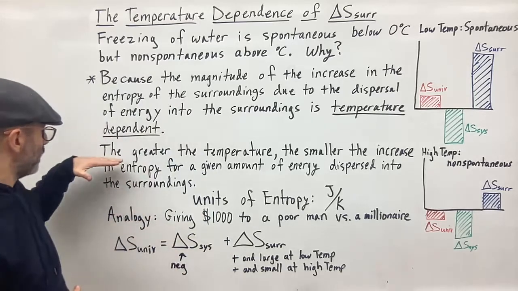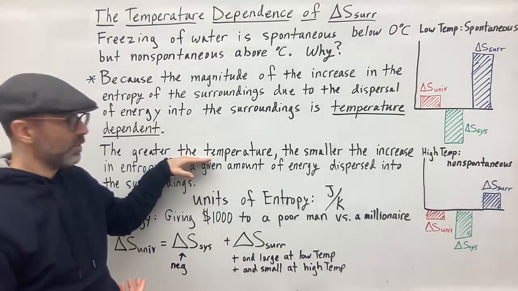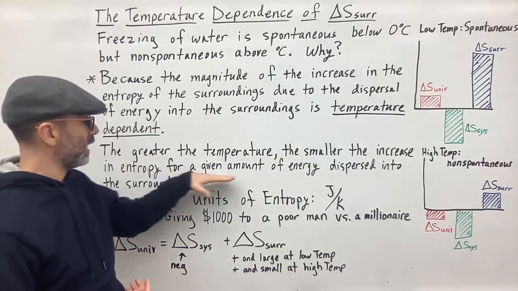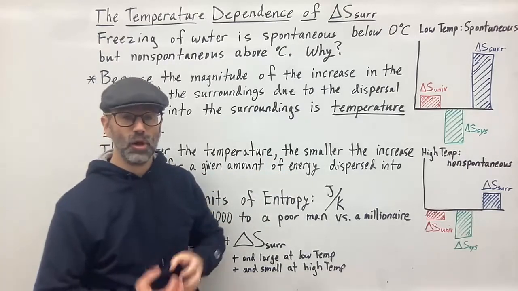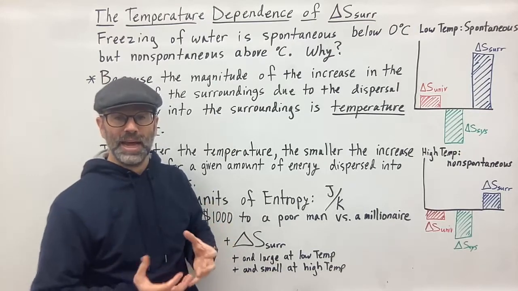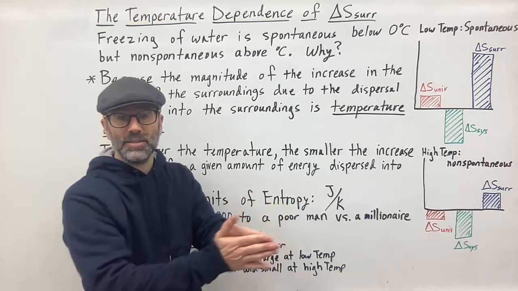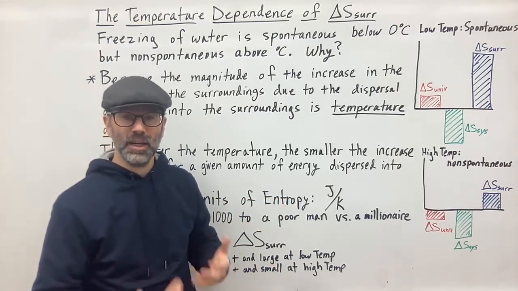So basically, the greater the temperature of the surroundings, the smaller the increase in entropy for a given amount of energy that's dispersed into the surroundings, right? So all that is to say is that at higher temperatures, a given amount of energy that you add to the surroundings is not going to have as great of an effect on the entropy.